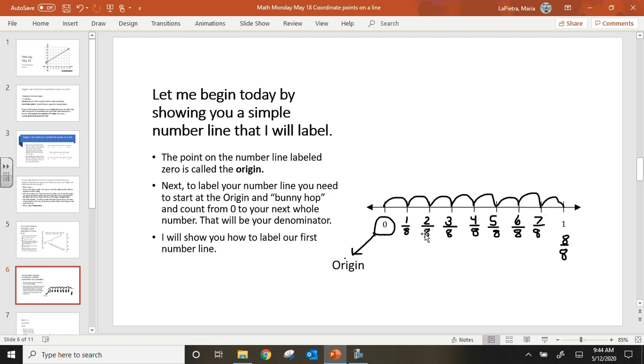1 over 8, 2 over 8, 3 over 8, 4 over 8, 5 over 8, 6 over 8, 7 over 8, 8 over 8, which is one whole.